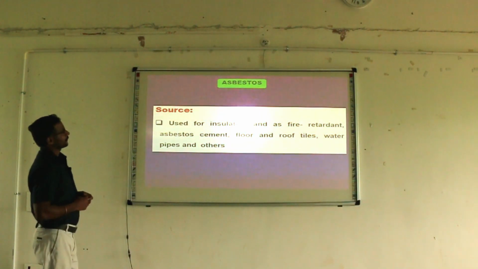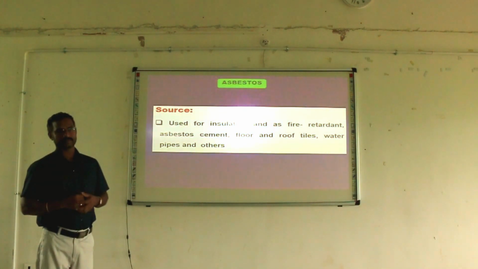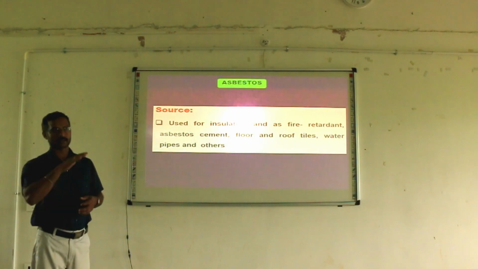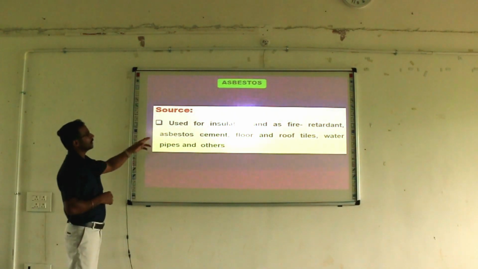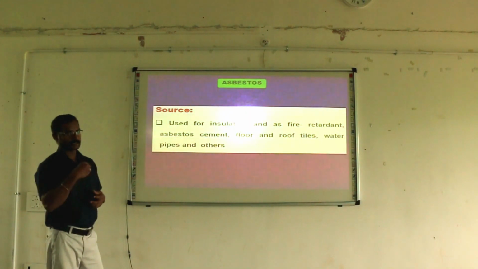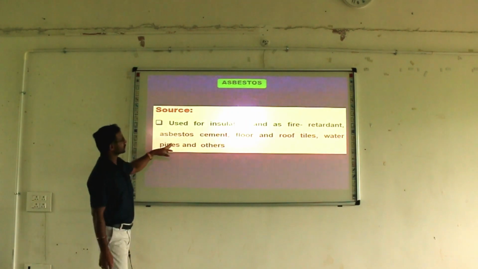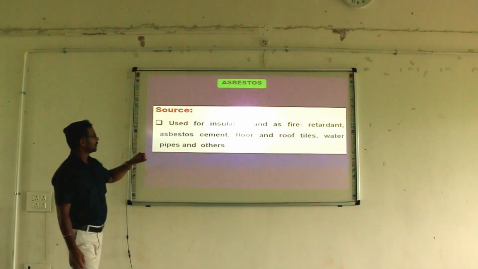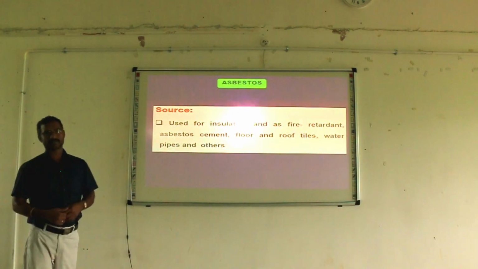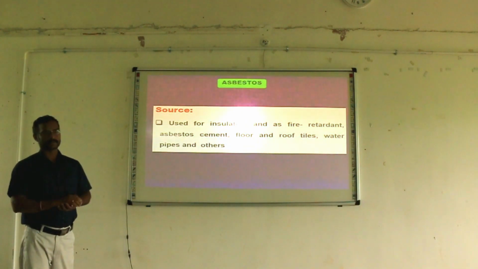Then asbestos. Now we are not using asbestos, but 10 or 15 years ago we used asbestos sheets as roofing material. That roofing material will induce pollution into the air. They used it for insulation and fire retardant, asbestos cement, floor and roof tiles, water pipes and other purposes. Nowadays we have stopped this and moved to tiles and granite products.